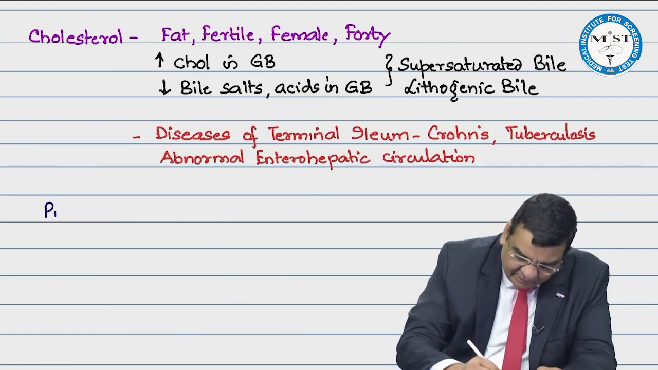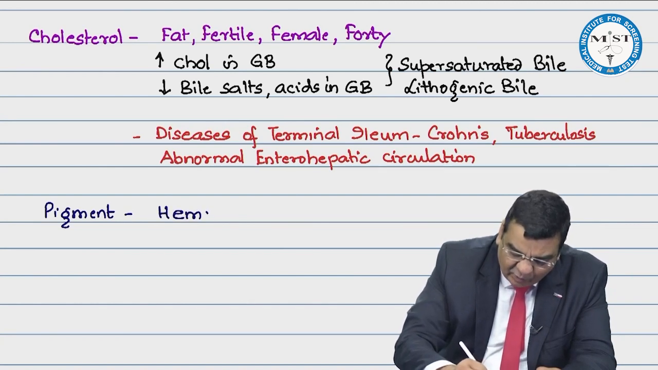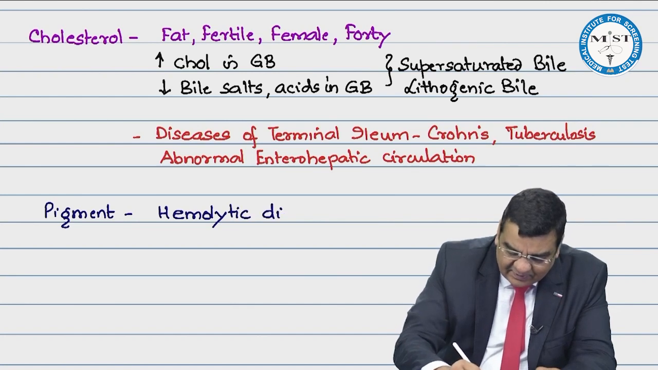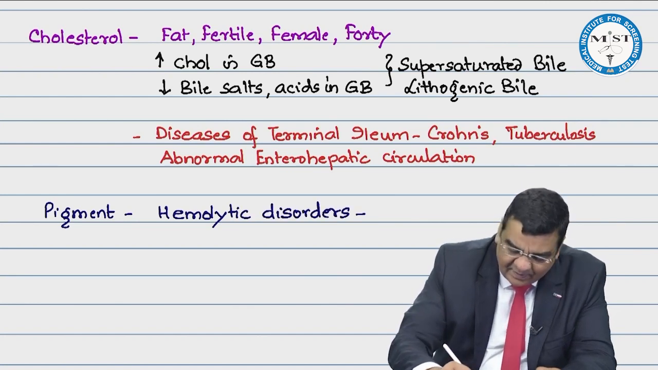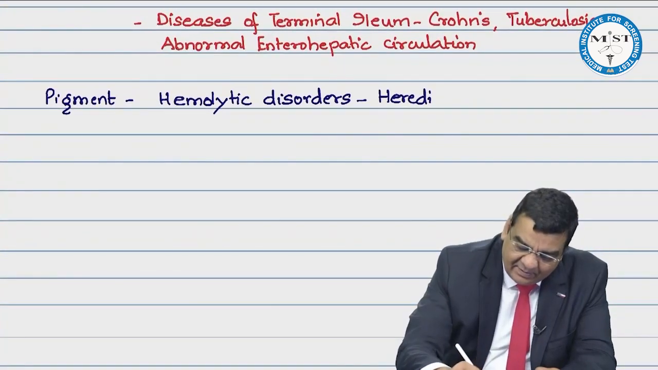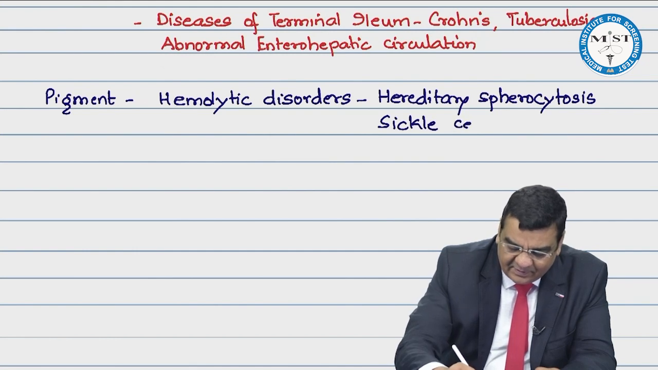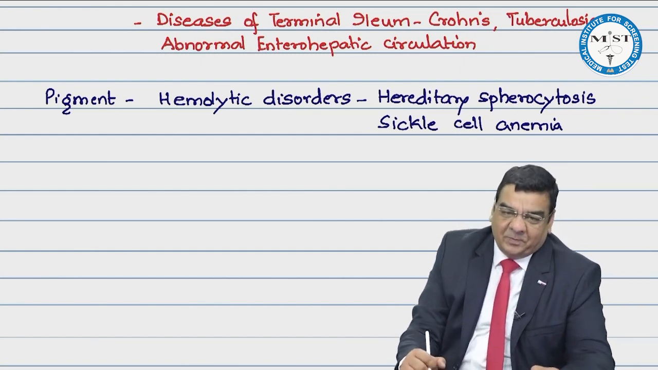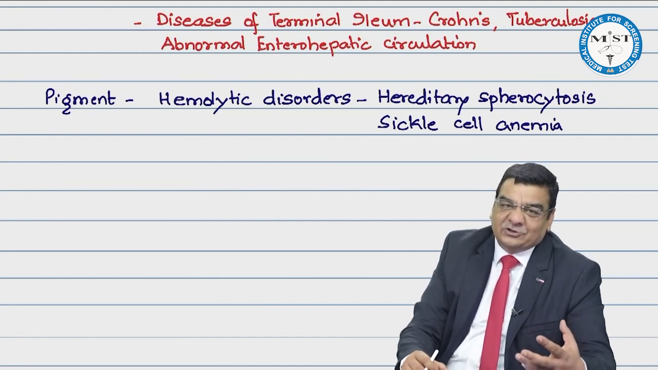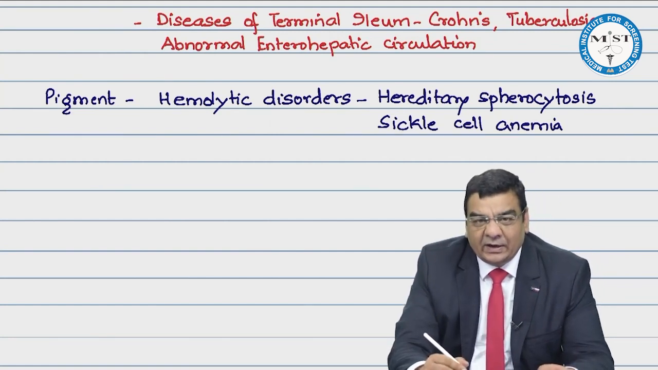If we take a look at the story of the pigment ones, they are commonly seen in patients with hemolytic disorders like hereditary spherocytosis, sickle cell anemia. Now in this case, as we know, if there is more breakdown of RBC in the spleen, more amount of pigment will be formed, and this pigment will be transported through the splenic vein into the portal vein.